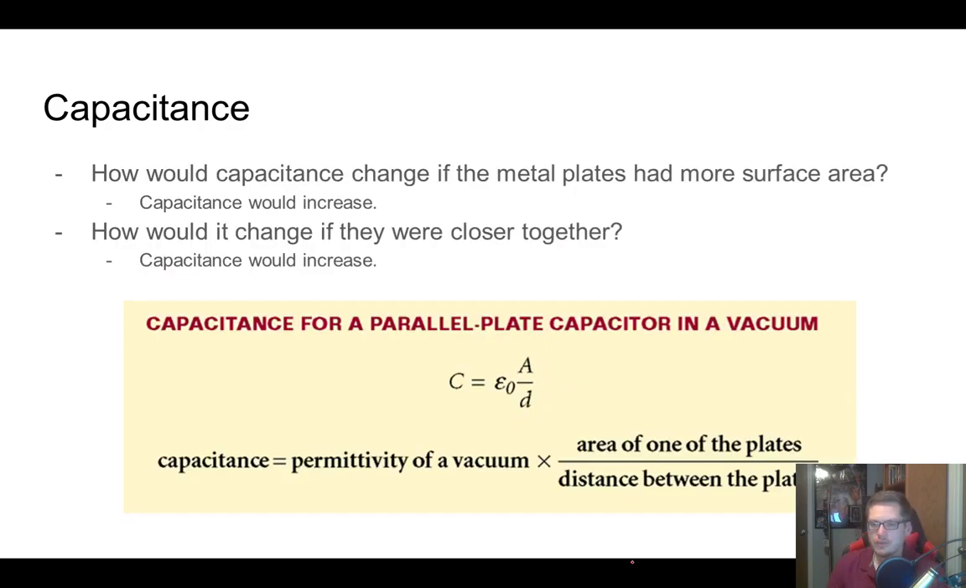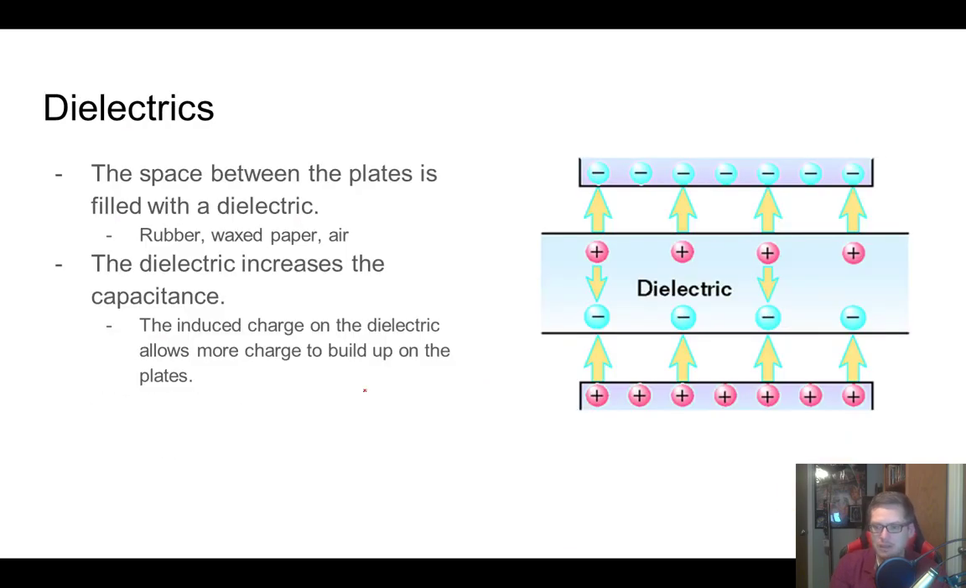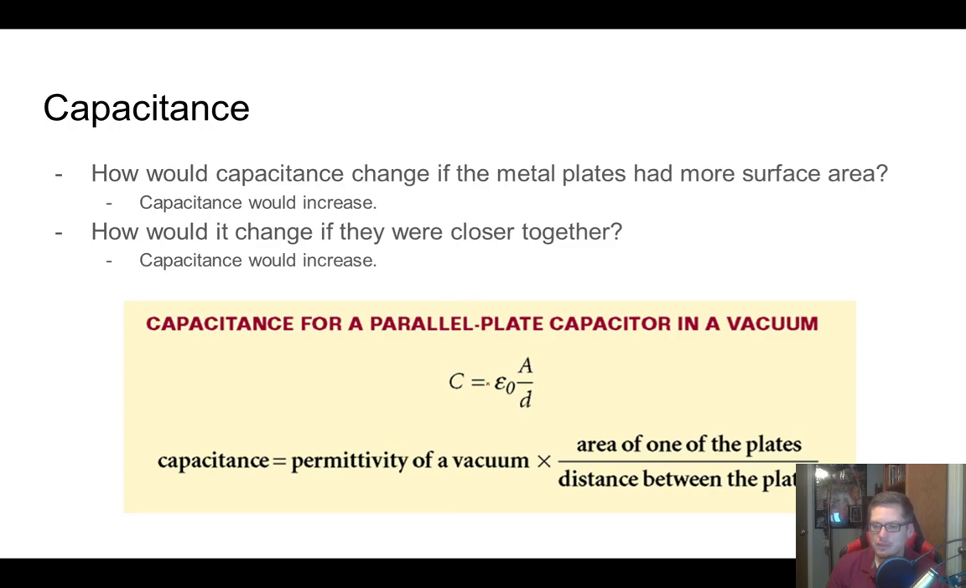So here's another way of looking at the capacitance formula, and we're looking at it in terms of the permittivity. This permittivity value is a way of quantifying how easily the electrons can travel in between these two plates. That's the permittivity. Capital A is our area and d is our distance.